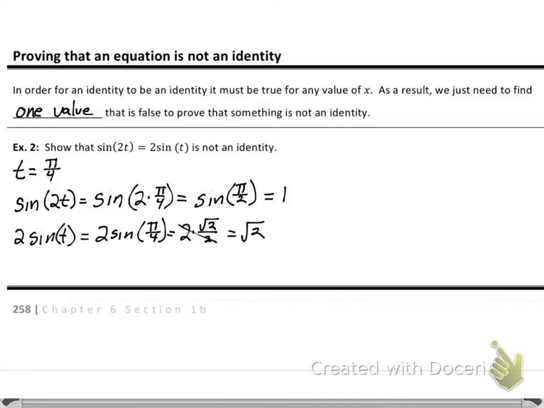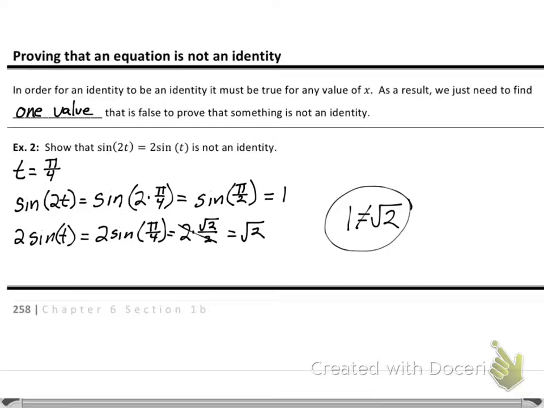Does 1 equal square root of 2? Maybe it does? People look very unsure about that one. 1 does not equal square root of 2. That way, I proved it. That's all I need for you to prove it, okay?